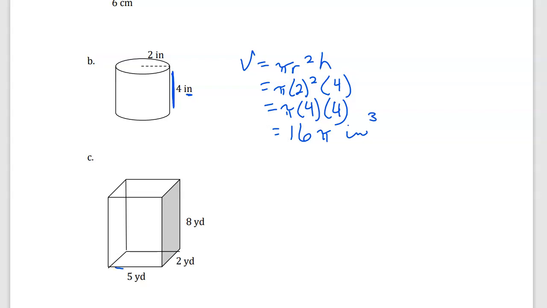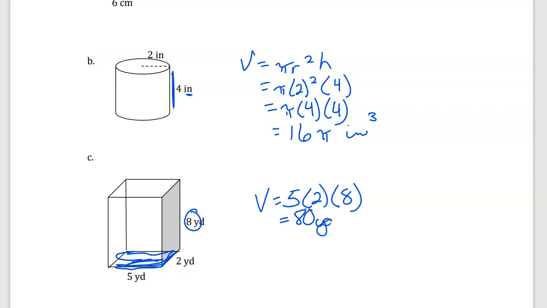Now this rectangular prism, the area of my base, this rectangle here, is going to be 5 times 2, and then I multiply it by my height of 8. 5 times 2 is 10. 10 times 8 will be 80 yards cubed.